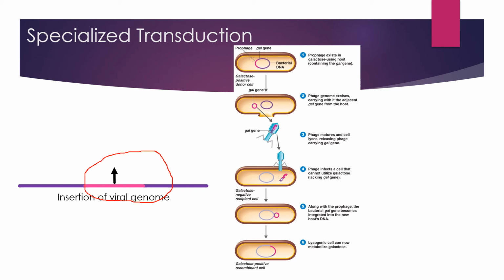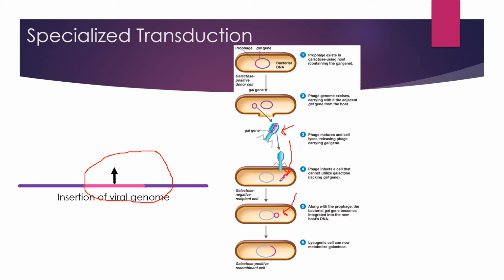In the example here from your textbook, a prophage exists in a galactose-using host containing a gene called GAL. When the virus excises itself from the bacterial chromosome, it takes the GAL gene with it. That DNA gets packaged inside of a capsid, and then when this virus goes on to infect a new host, it injects the viral chromosome, the viral DNA, plus the gal gene that was just adjacent to where that virus inserted in the bacterial chromosome.